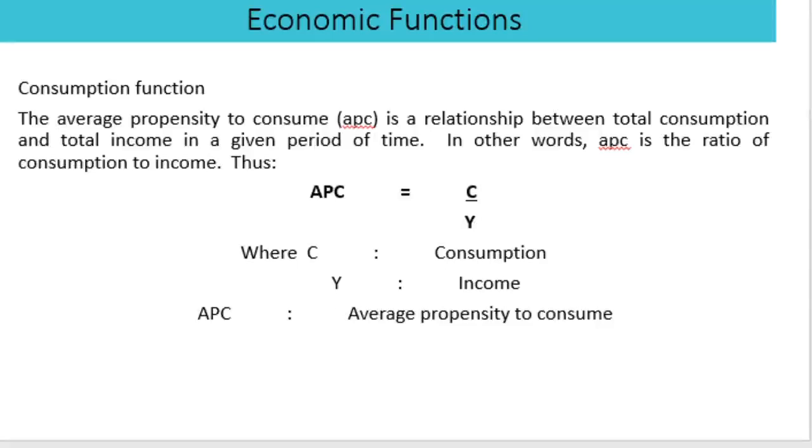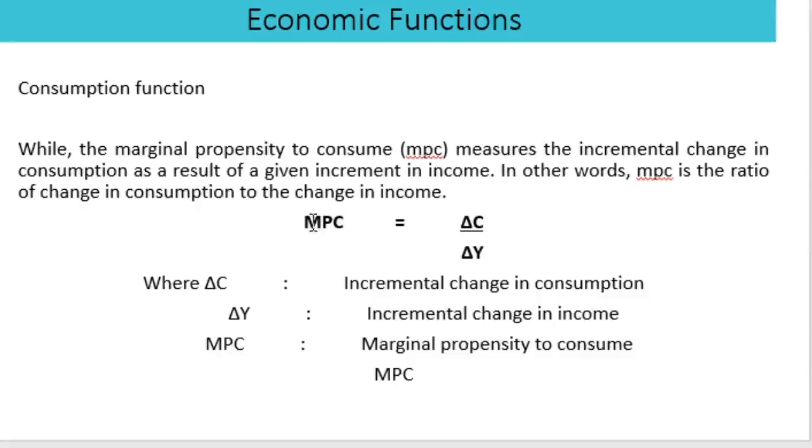The second term is the marginal propensity to consume, MPC. It measures the incremental change in consumption as a result of a given incremental change in income. It is the ratio of change in consumption to change in income. That is, MPC equal to delta C by delta Y, where delta C is the incremental change in consumption and delta Y is the incremental change in income.